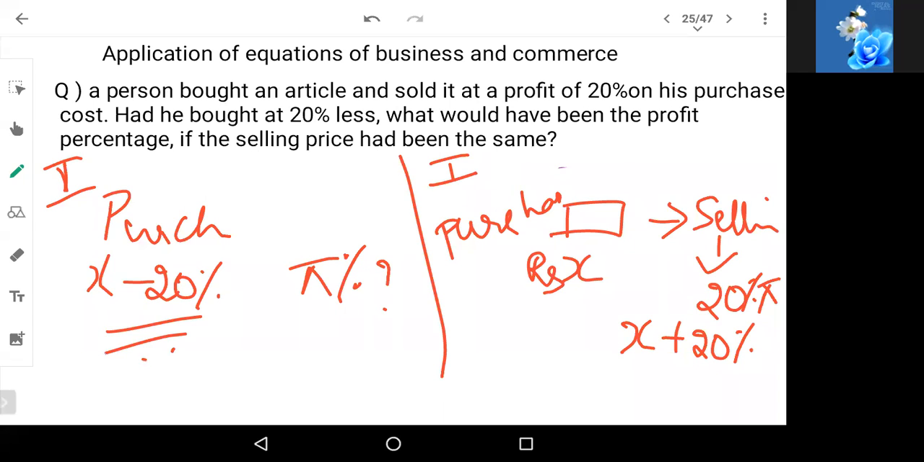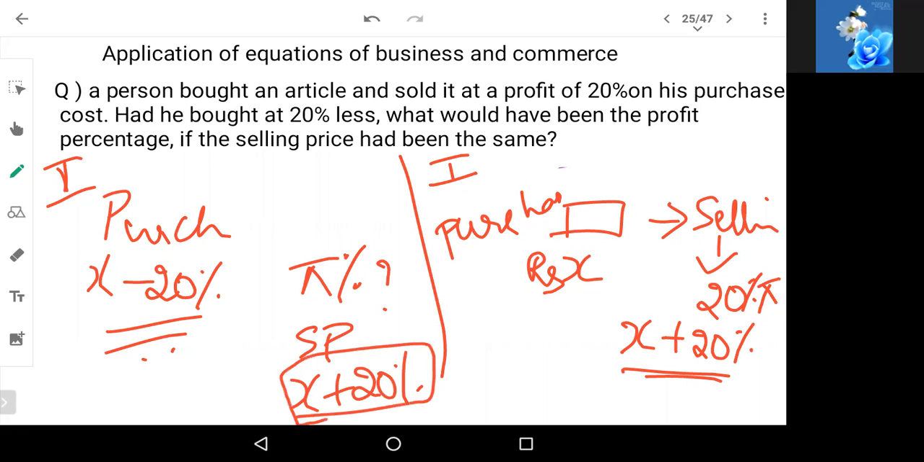Okay, and what is the selling price? So we know what is the purchase price, 20% less. And what is the selling price? Selling price, they are saying it will be the same. Same means X plus 20%. So if selling price is the same and purchase price is 20% less, we have to find out what is the profit percentage. Okay, this is what the question means.